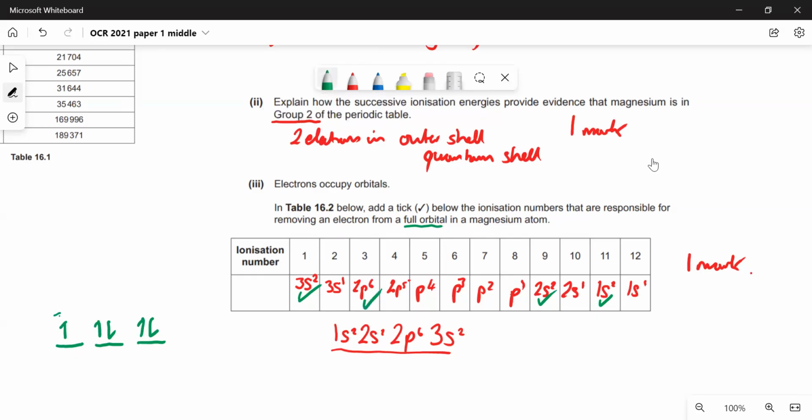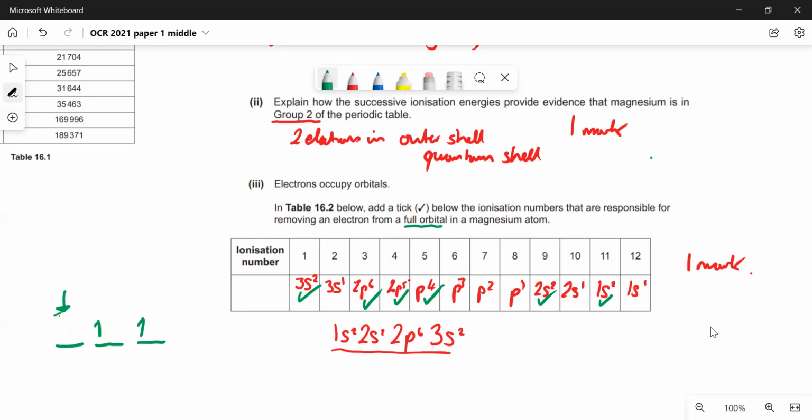Now when we do 2p5, you don't remove that electron, do you? You remove, it's slightly easier to remove this one. So that one's going to go. So you're removing that from a full orbital there, from the full p orbital. So that one's full. And then we're removing this one here. That's the same again, isn't it? That's going to go from there. So that's from a full orbital. Now when we go to 3, that one goes, and that's not coming from a full orbital. So there's the green ticks in the right places. They should be in 1, 3, 4, 5, 9, and 11.